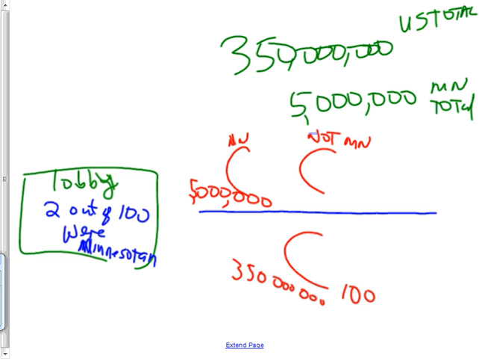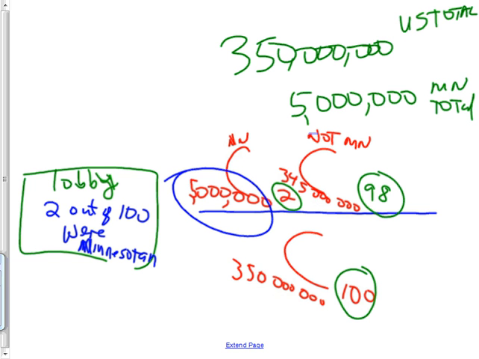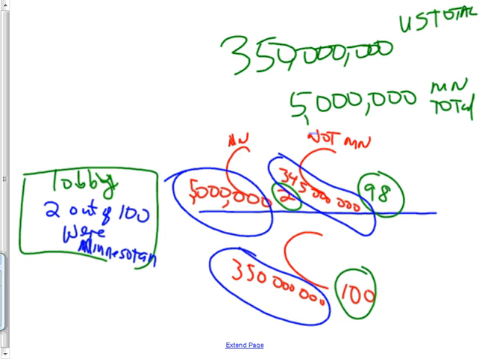How many do we want? 2. How many non-Minnesotans are there? 345 million. How many of those do we want? And how do you know if you did it right? This plus this should equal this, and that plus that should equal that. How many have set that one up right? More than half this time.